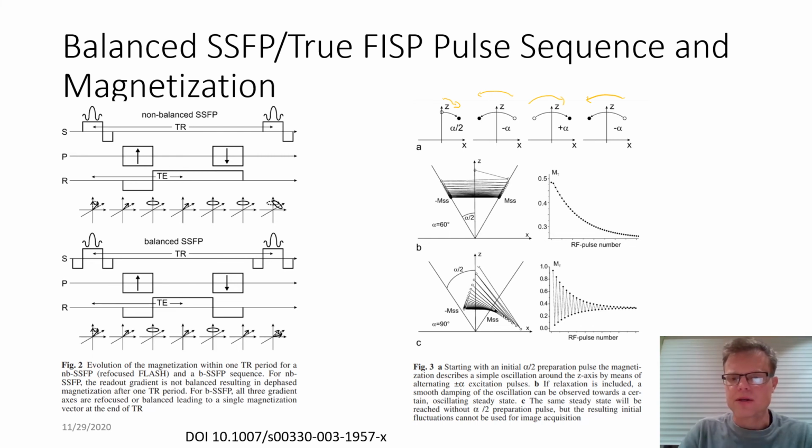You have T2 decay and T1 recovery occurring, and eventually you get into some sort of steady state, as we were talking earlier about in the partial flip case. And part C, I won't elaborate on much more, but this is talking about how to transition into the steady state. So this alpha over 2 pulse, this is a great reference if you're interested in that a little bit more.